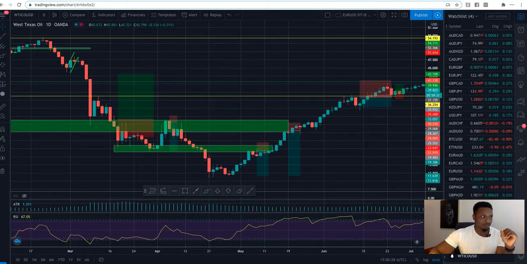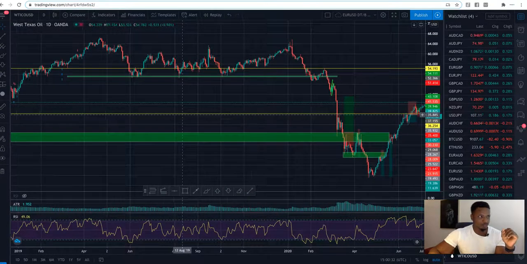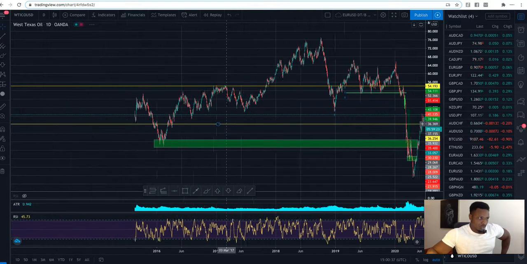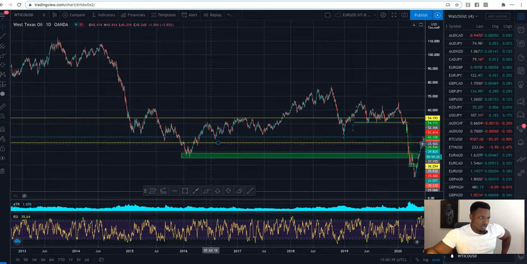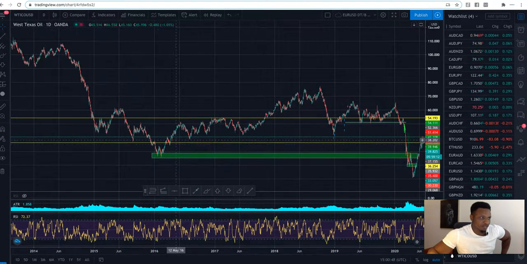So you can see again from the daily, looking left, we have this structure level here. If we look left, we can see if we have any more structure levels. Yeah, we have a little bit here and a little bit here, maybe a little bit here. You can make a case, I guess, for this one here. Again, these are zones, okay? Don't just pay attention to the lines.